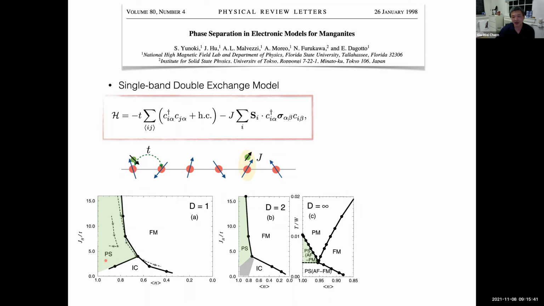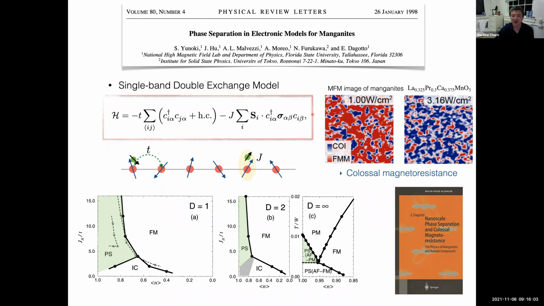Once you dope a little bit of holes, or remove some electrons, then you immediately have this region of electronic phase separation, PS here. And they saw this phase separation region in 1D, 2D, and DMFT calculations, which corresponds to infinite dimensions. So like I mentioned, this electronic phase separation is very important for understanding the colossal magnetoresistance phenomenon, as nicely discussed in this book by Dagotto.